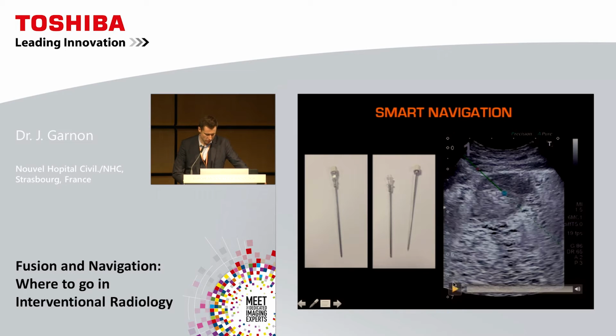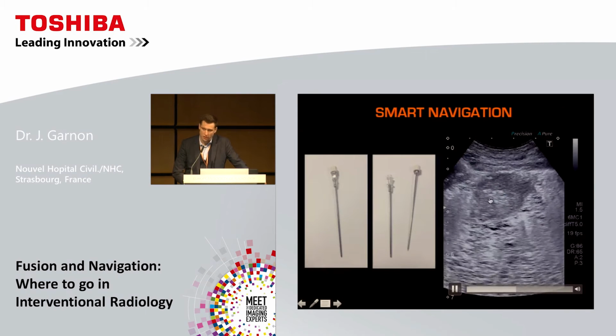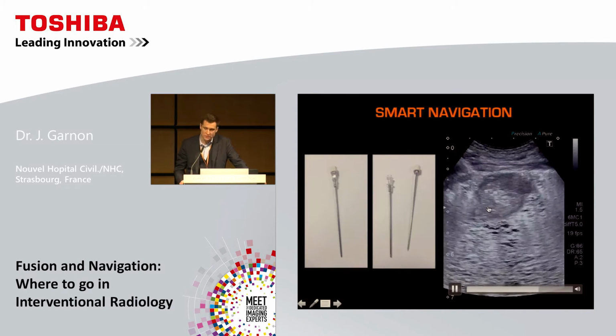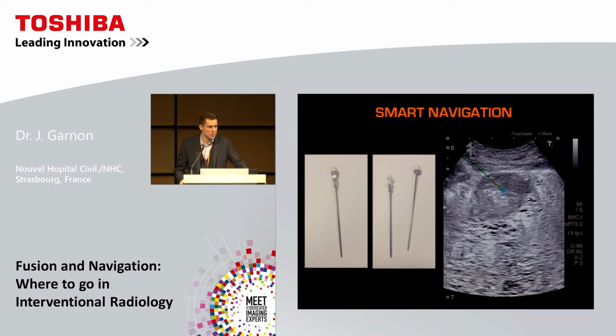This is an example in a subpleural lung lesion. You can see here the smart navigation shows me where the tip is. If I remove it, I cannot see the tip anymore. So it's very useful for some punctures, to know exactly from which point you are about to biopsy the lesion.